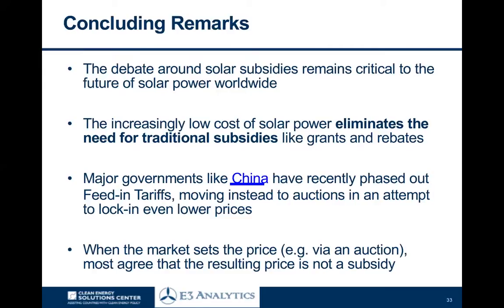Now, in a case like China and in other markets around the world that have moved to auctions, that is one way of getting away from this whole debate around subsidies, because as the argument goes, when the market sets the price, for example via an auction that involves market competition between different companies, most would agree that the resulting price is not a subsidy. The resulting price is what the market price of solar power is. And for governments that are concerned about public subsidies, criticisms of misspending public funds, or artificially increasing electricity prices, auctions are one way to simply say, this is the market price, and therefore there is no subsidy involved.